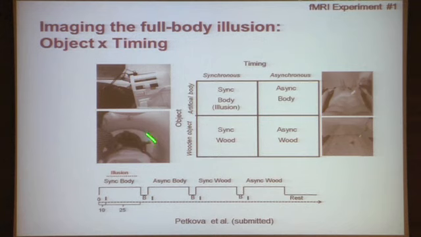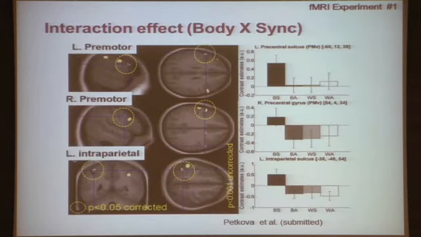And then the student can be in the scanner room and touch the person's real body synchronously or asynchronously, violating the temporal rule. Or we can present different objects. And we predicted, of course, that these neurons in the interparietal and premotor cortex should be involved here as well, because the psychology suggests so to us. So these are the results.